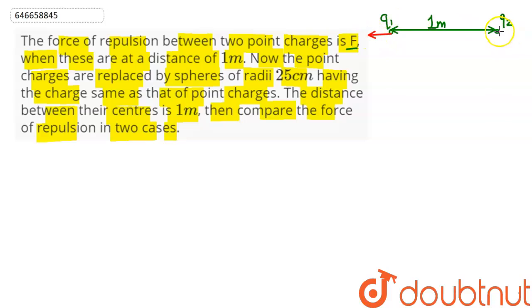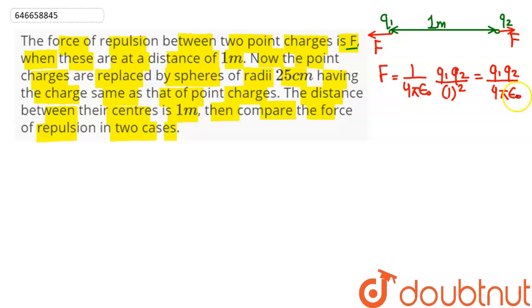So this repulsive force in magnitude will come out to be F is equal to K Q1 Q2 by R square. So K here is 1 upon 4 pi epsilon naught, Q1 into Q2 divided by R, which here is 1 meter. So this F value comes to be Q1 Q2 divided by 4 pi epsilon naught.